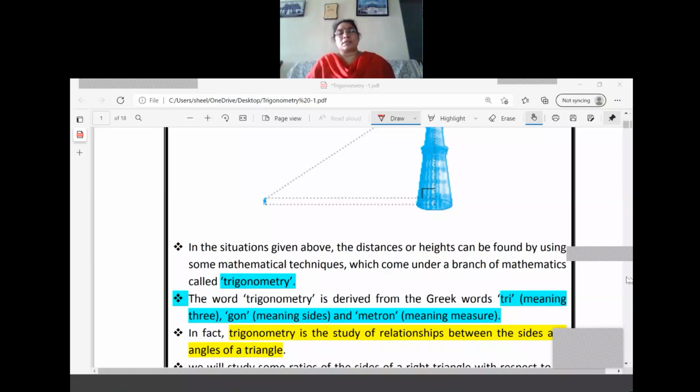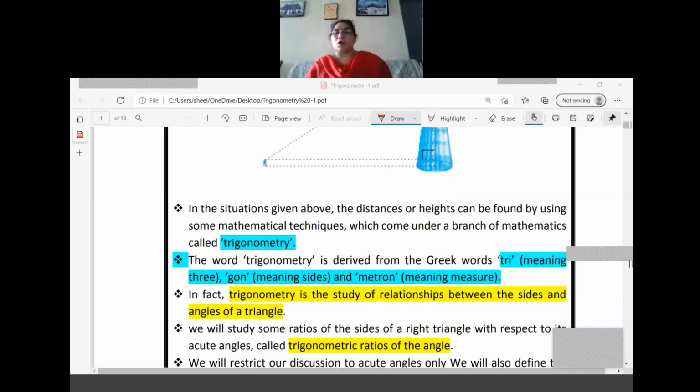So we have seen that this is a new branch, because the word trigonometry is derived from the Greek words. Tri, as you know, means three. Gon means side. Metron means measuring. So three sides measuring, that is a triangle, which is the three-sided figure. So trigonometry is the study of the relationship between the sides and angles of a triangle.